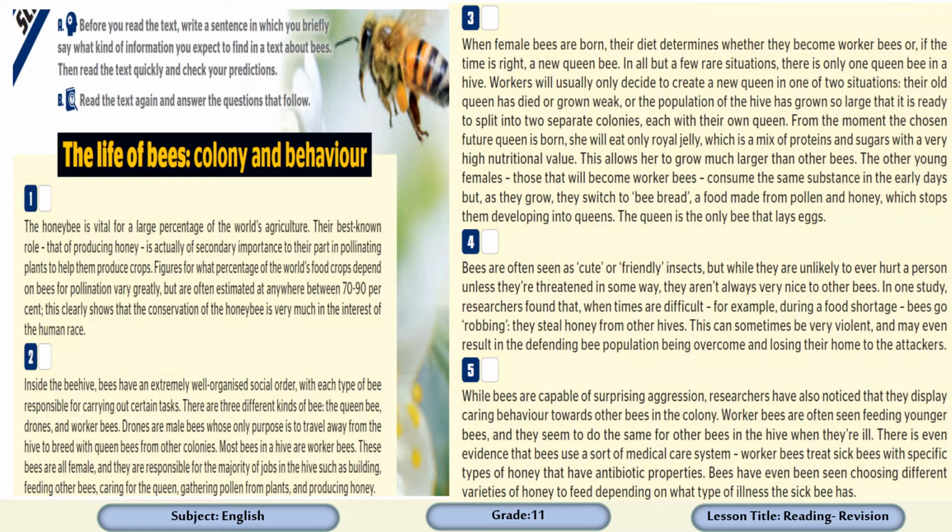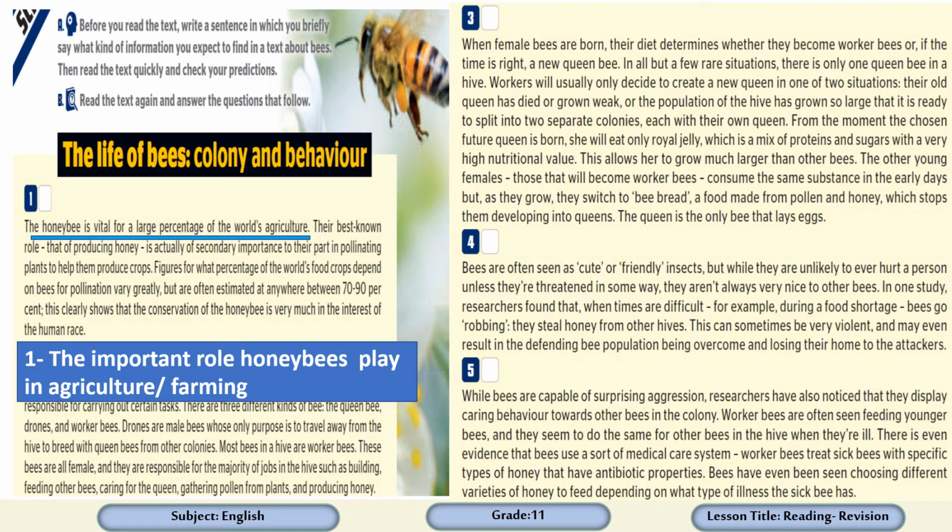Let's look at the topic sentence of paragraph number 1. The honeybee is vital for a large percentage of the world's agriculture. So what do you think the paragraph will be about if you read this topic sentence? Yes, very good. The paragraph will be about the important role that honeybees play in agriculture or in farming. Let's go with paragraph 2 now.